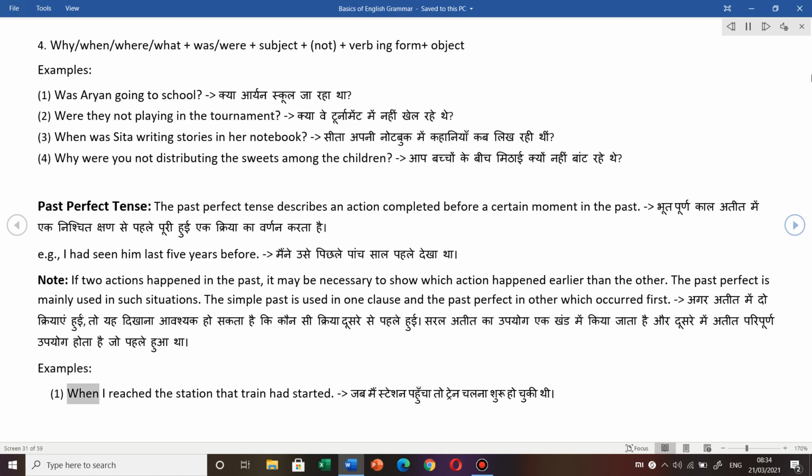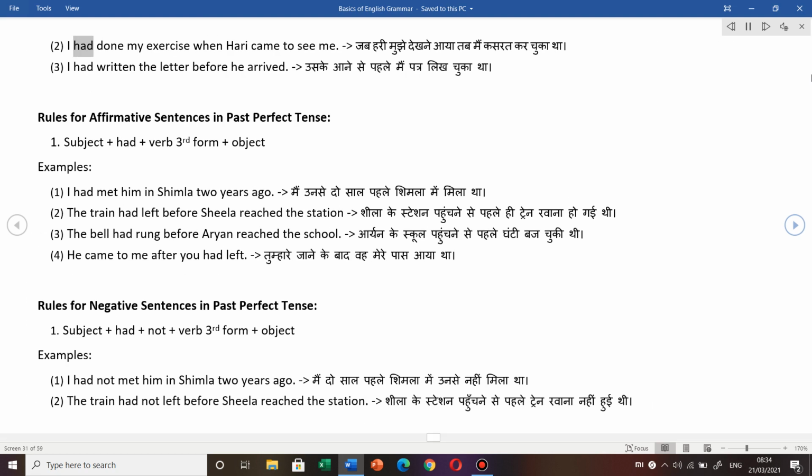Examples. When I reached the station, that train had started. I had done my exercise when Hari came to see me. I had written the letter before he arrived. Rules for affirmative sentences in past perfect tense. Subject plus had plus verb third form plus object.